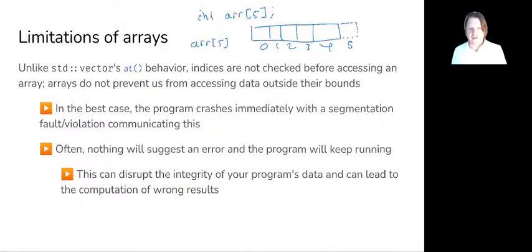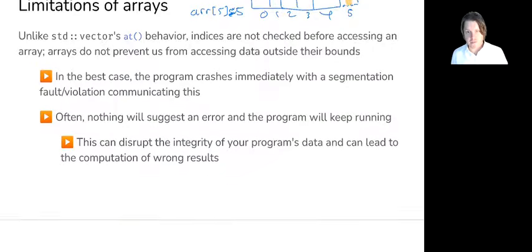And if you go ahead and do this, in the best case, the program is going to crash immediately with a segmentation fault, which is communicating to us that you're attempting to access memory that you're not supposed to. Oftentimes, however, nothing will suggest an error is occurring and the program will keep running. And obviously something else could be stored in this region. So if we're assigning values outside the bounds of the array, we can disrupt the integrity of our program's data, and this can lead to the computation of wrong results. And this is a bit tricky to actually track down too.